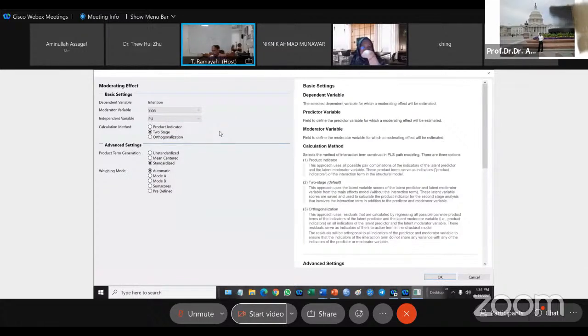Independent 1 and moderator, independent 2 and moderator, independent 3 and moderator, and then independent 4 and moderator. Here we have only 1 independent, 1 moderator. That's why it's only 1.